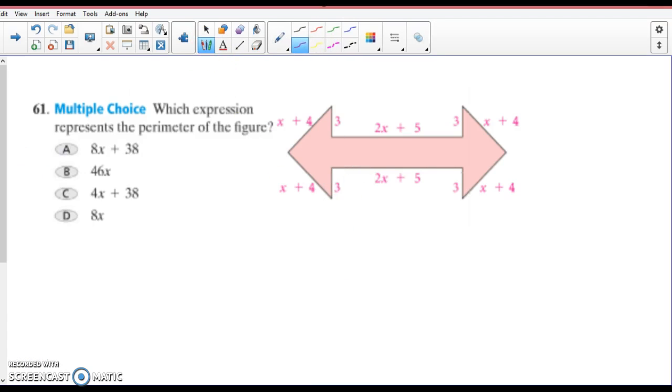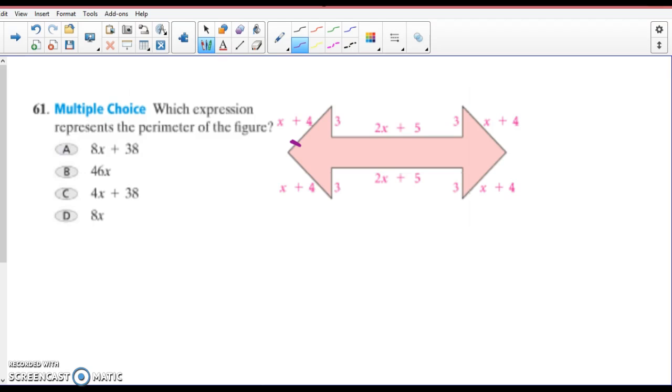I'm going to show you 2 different ways to do this. Okay. Which expression represents the perimeter of the figure? First of all, how do you find the perimeter of any shape in the world? Add up all the sides. Now, in a shape like this, make sure you know where you're starting. So I'm going to put a little dash to show where I'm starting.